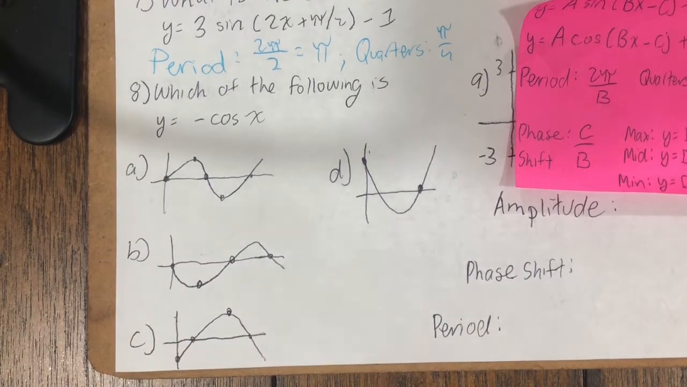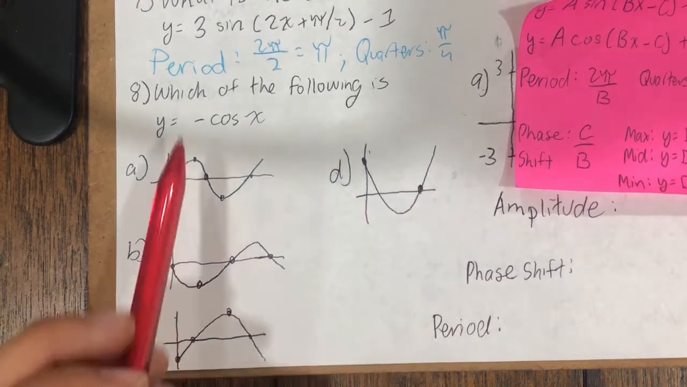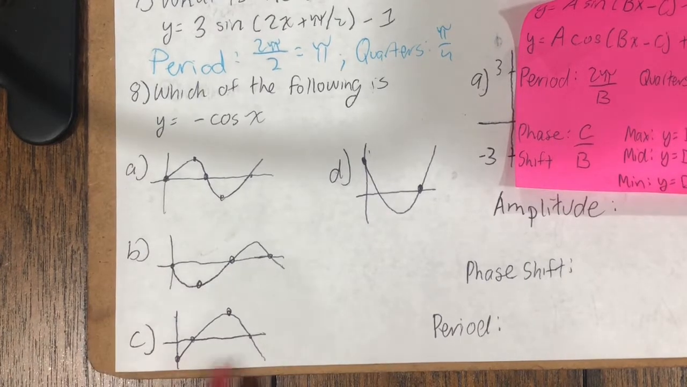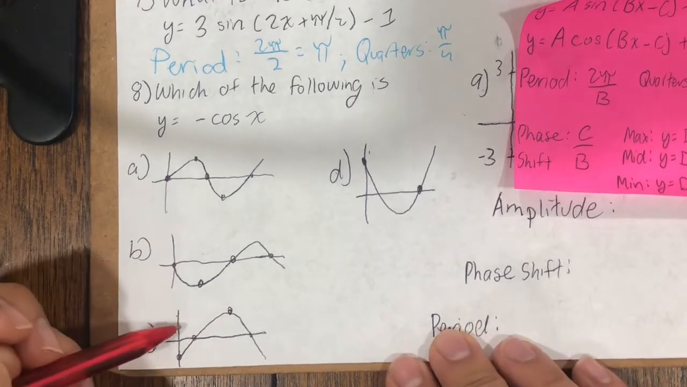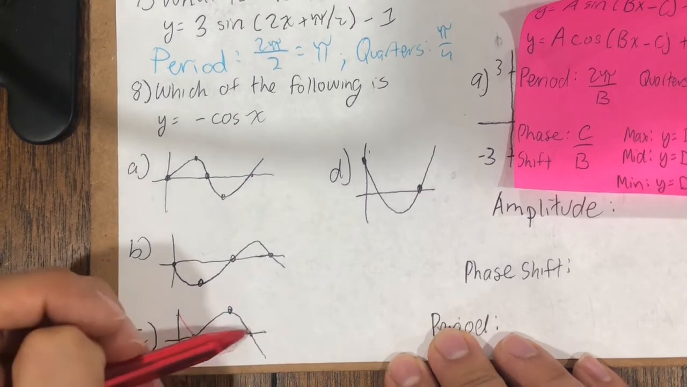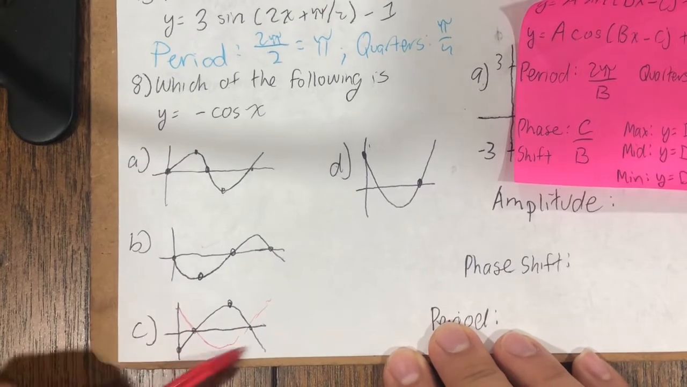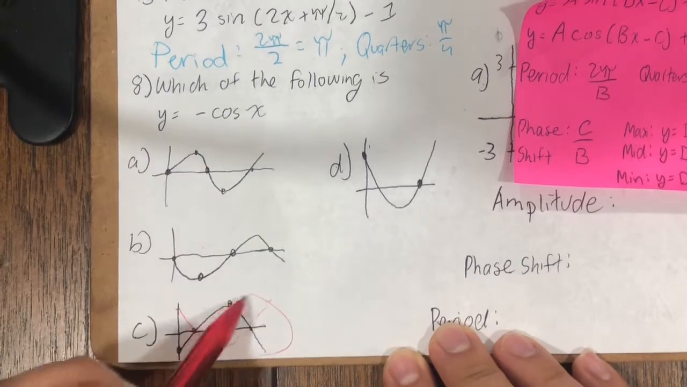Now with cosine, the pattern would go from max to mid to min to mid, then max. And then we have a negative in the front. The negative in the front does a specific kind of transformation, which is reflect across the x-axis. So in this case, we have C that's reflected across the x-axis. Because if I were to graph the original cosine, it would look something like this. And we see that from the original graph to the new graph, it's reflected across the x-axis. So C is definitely my answer.